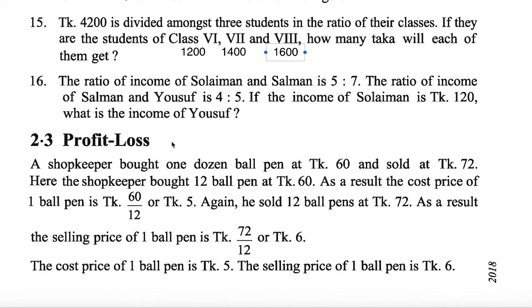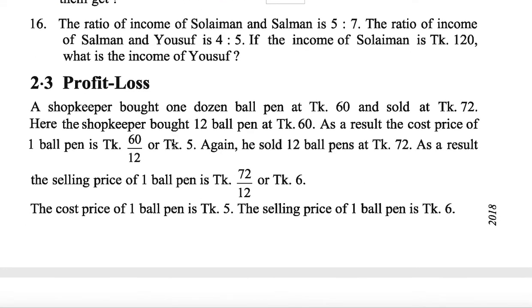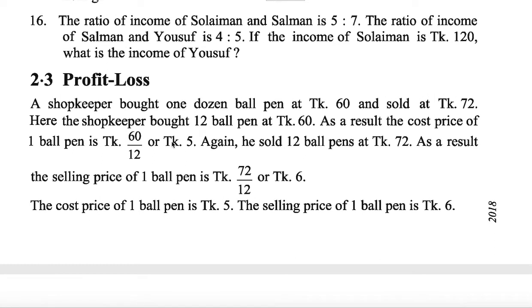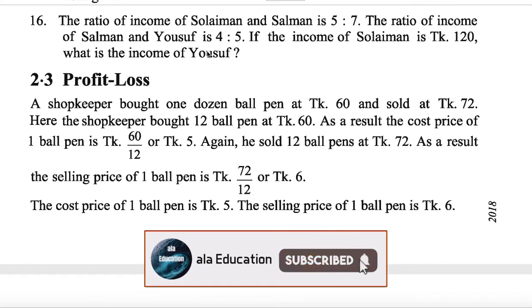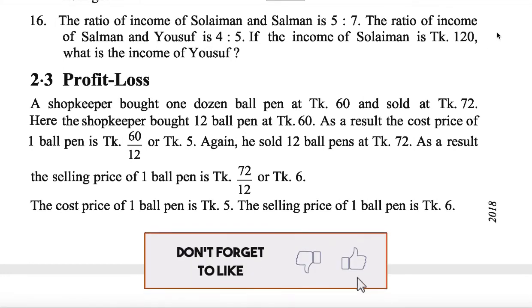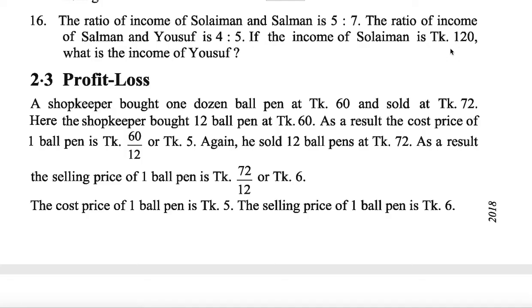Yes, that is correct. The ratio of income of Solomon and Salman is 5 is to 7. The ratio of income of Salman and Yusuf is 4 is to 5. The income of Solomon is Tk 120. What is the income of Yusuf?